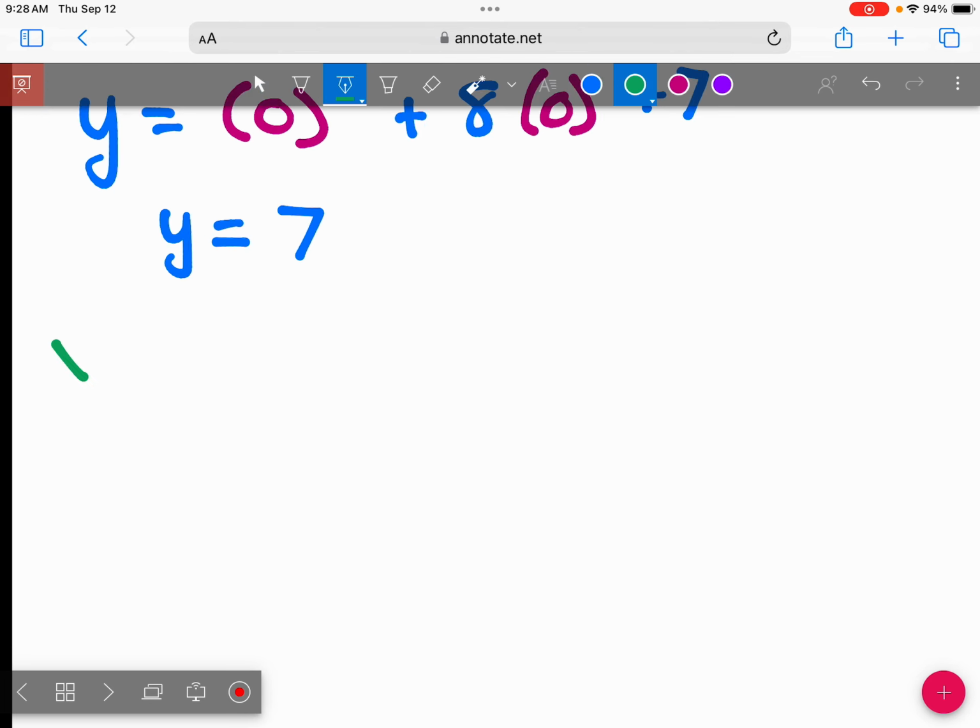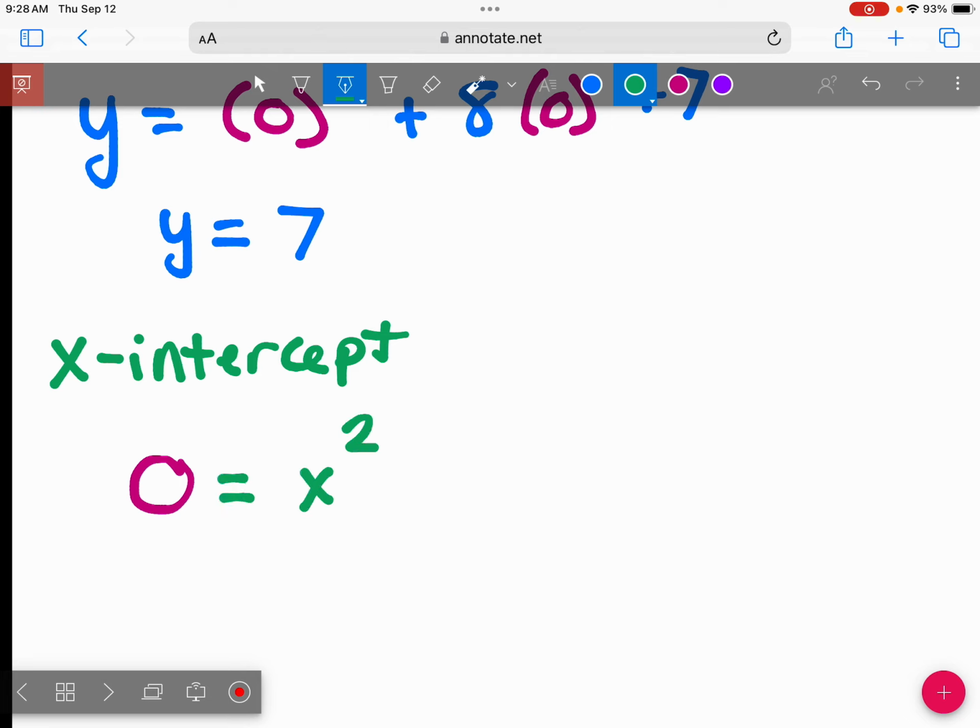To find my x-intercepts, that's when I know my y equals 0. So we're going to substitute in 0 for y: x squared plus 8x plus 7. And what can I do to figure out what x is? Factor.